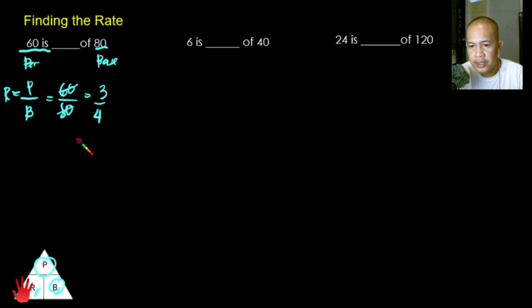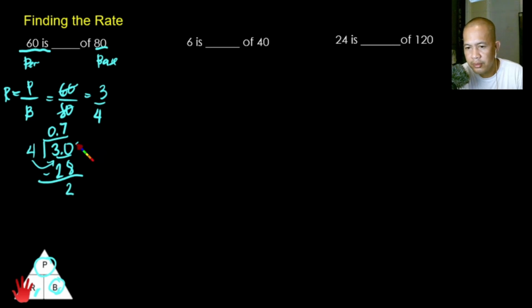So 3/4, we can divide 3 by 4. How many 4s in 3? That is 0. We're going to add a decimal here. 30 divided by 4 is 7. 7 times 4 is 28. We subtract it. 30 minus 28 is 2. Bring down another 0, and we divide 20 by 4. That is 5. 5 times 4 makes 20. So 20 minus 20 is 0.